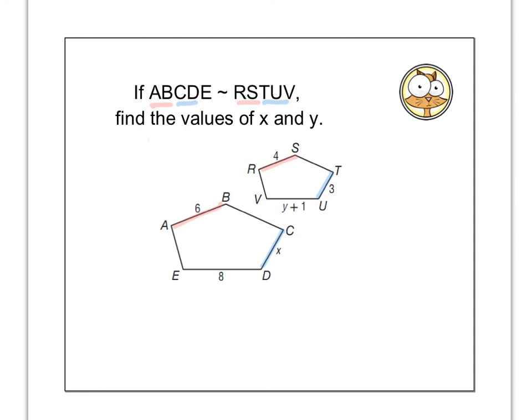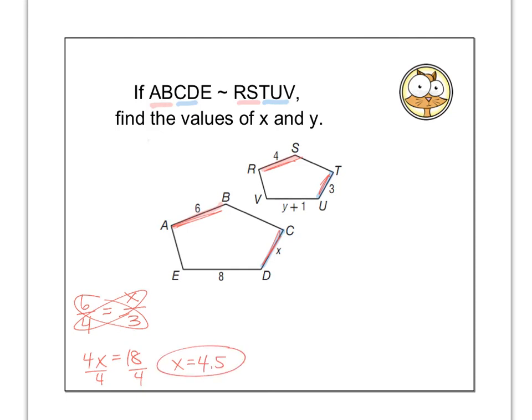So here's what I'm going to do. I'm going to go 6 over 4 equals x over 3. 6 matches with 4, x matches with 3. Cross multiply. You get 4x equals 18. Divide by 4, and x equals 4.5. But you're not done. You still have to do the y as well. And y is down here.